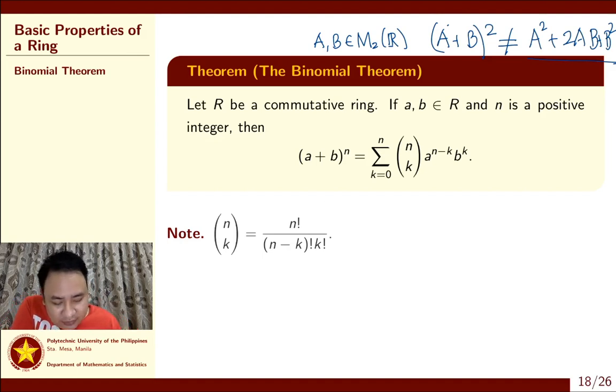Now here, the n is the exponent, and this symbol is the coefficient. This is a positive integer. This is also a positive integer. The meaning of n taken k, we read that as n taken k. This is n factorial divided by n minus k factorial times k factorial. This is still the standard binomial theorem. Those coefficients are the ones found in Pascal's triangle, if you could remember.